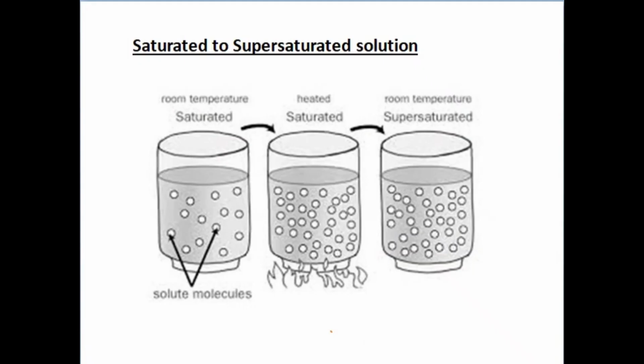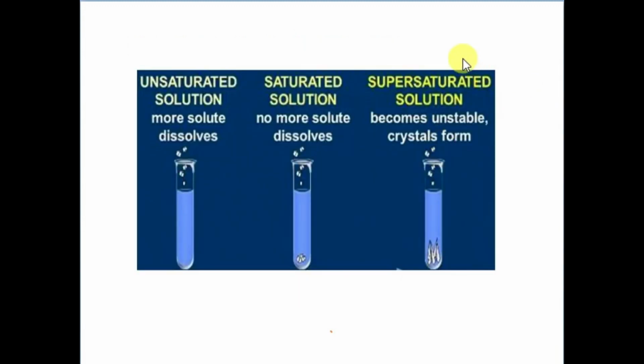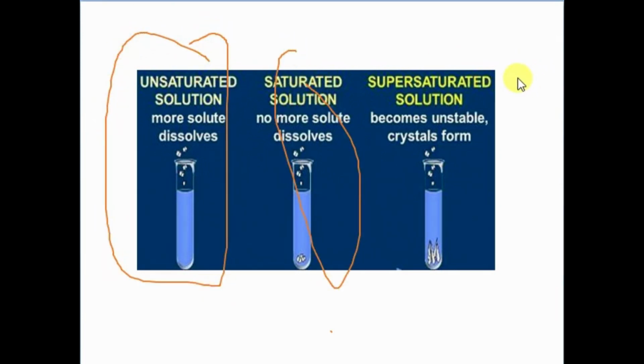So now with this, we are done with our matter topic. Next we'll discuss atoms and molecules. So again, just see this about what a saturated solution is. In a saturated solution, no more solute can be dissolved. In an unsaturated solution, more solute can be dissolved. And in a supersaturated solution, the formation of crystals will take place. It will become unstable and crystals will form. I hope this is clear.